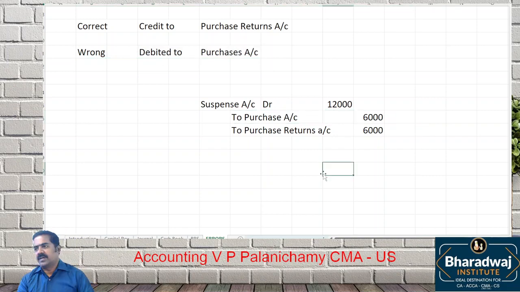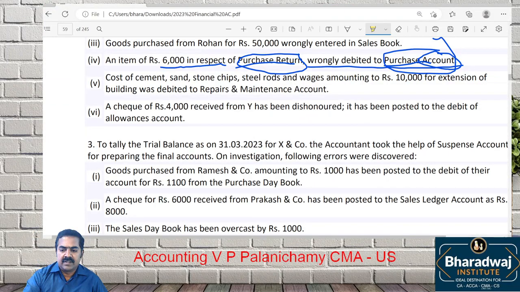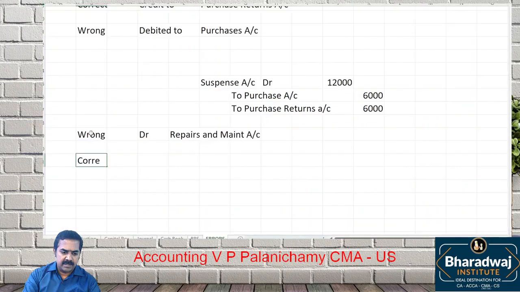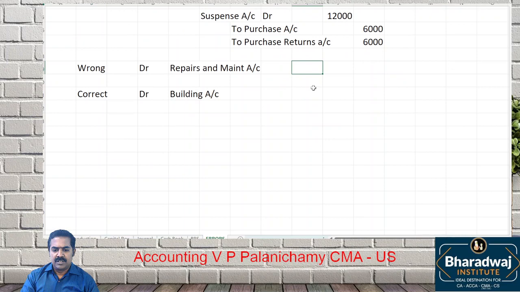Next, look. Cost of cement, sand, stone chips, steel rods, wages amounting to 10,000 for extension of building. Whatever is spent for extension of building, is it a capital expenditure or revenue expenditure? Capital expenditure. What have we done wrongly? We debited the repairs and maintenance account. So what was the wrong thing? We debited which account? Repairs and maintenance account. But what is the correct treatment? Debited to which account? Building account. It's a capital expenditure. Capital expenditure should have been debited to which account? Asset. How to rectify this?